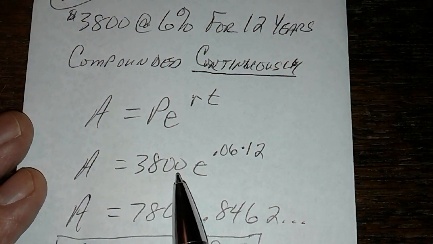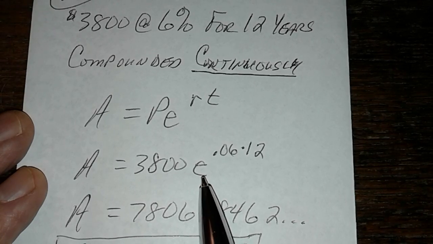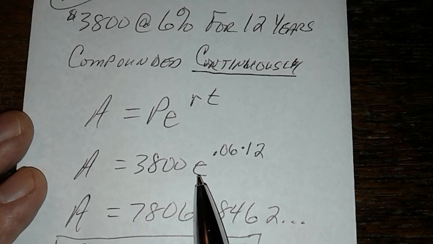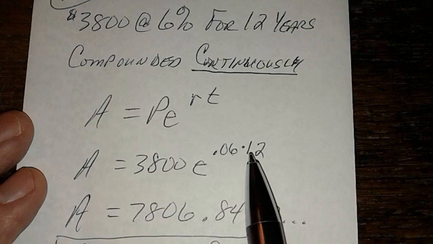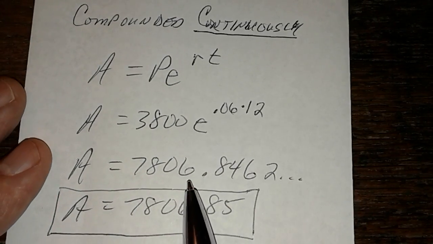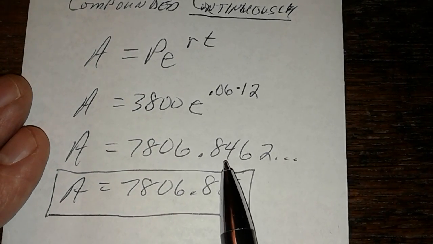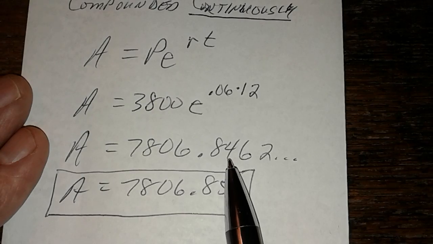Looks like this, 3,800. I don't want to write 2.71828, so we just leave that e. There's 6%, there's 12 years. Here's your raw answer. Looks like 84 cents, but the 6 says rounded up to 85 cents.